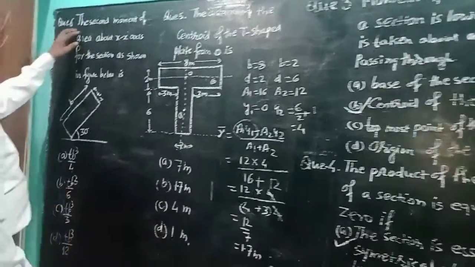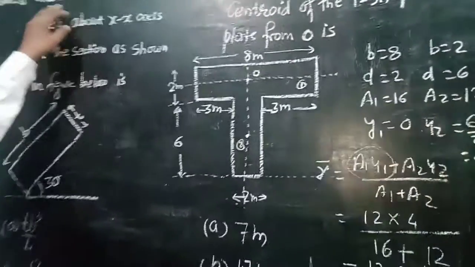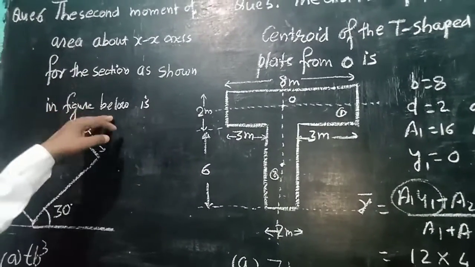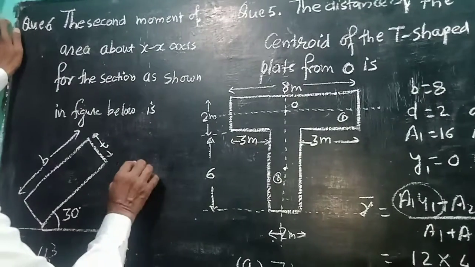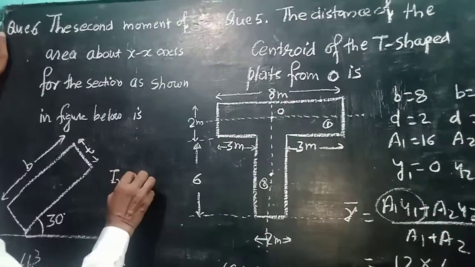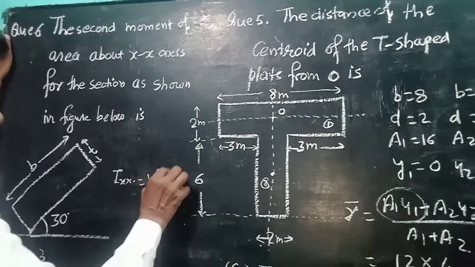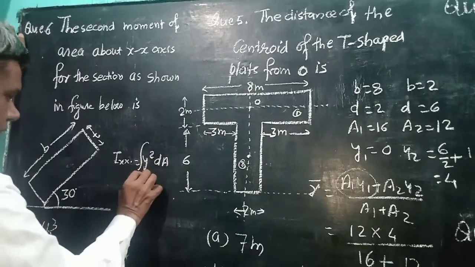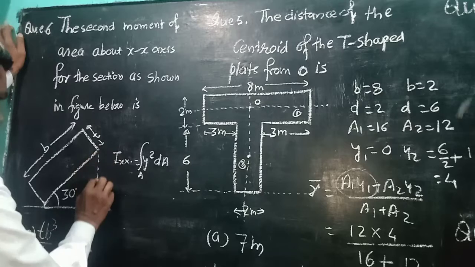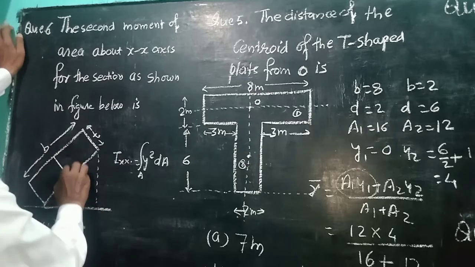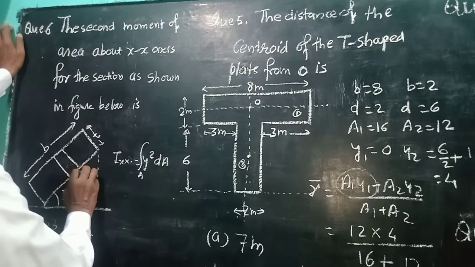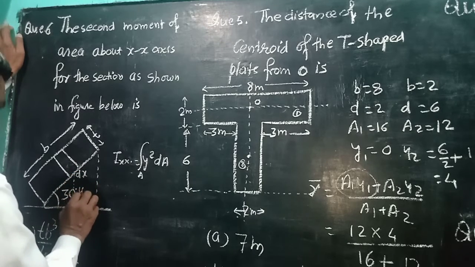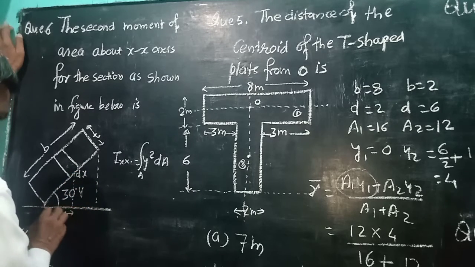And this is another question. The second moment of area about the x-axis for the section is given below. We know that moment of inertia about the x-axis is equal to the integral of y square dA. But in this case, consider this section dx. So this is the y distance and this is the x distance.